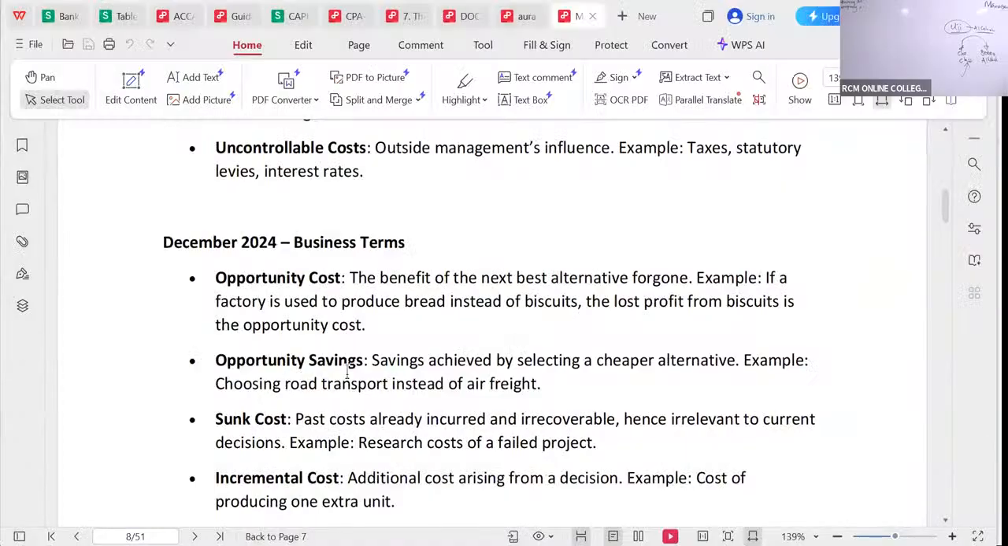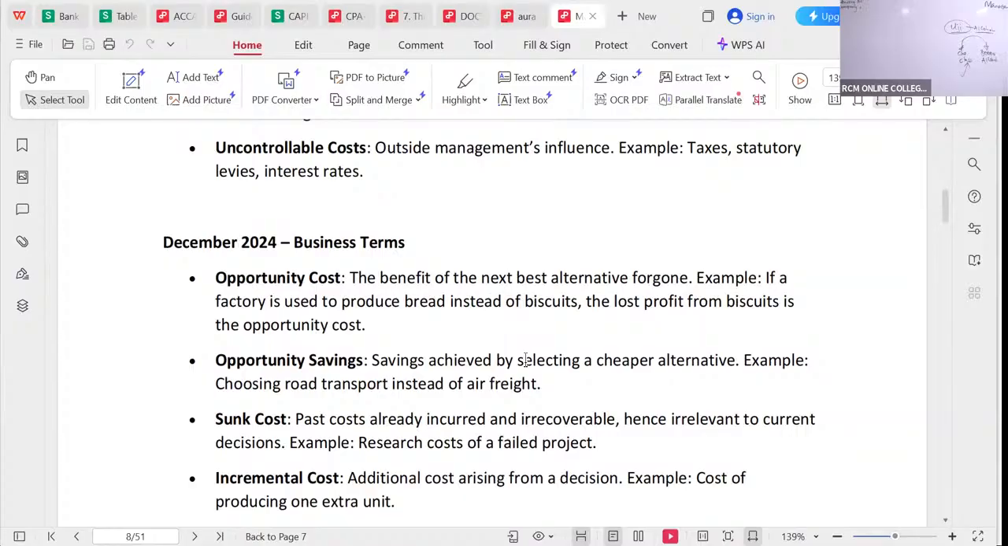So opportunity savings are achieved by selecting a cheaper alternative. Example, choosing road transport instead of air freight. Sunk costs are past costs already incurred and irrecoverable, hence irrelevant to current decisions.